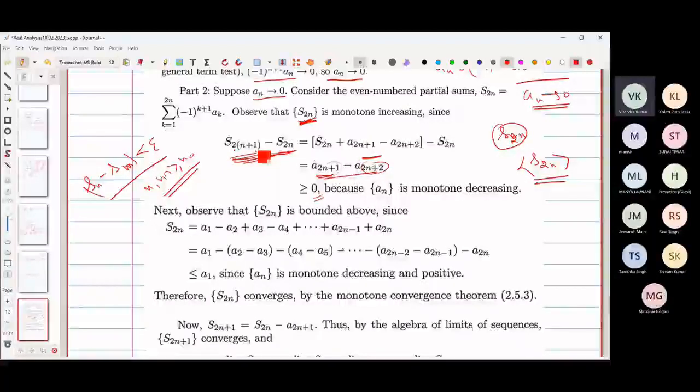Sn plus 1 is greater than this one. Okay, monotonic increasing. So this index is bigger than this one. So this is monotonic increasing. And do you remember the result? A monotonic increasing sequence is convergent if and only if it is bounded above.